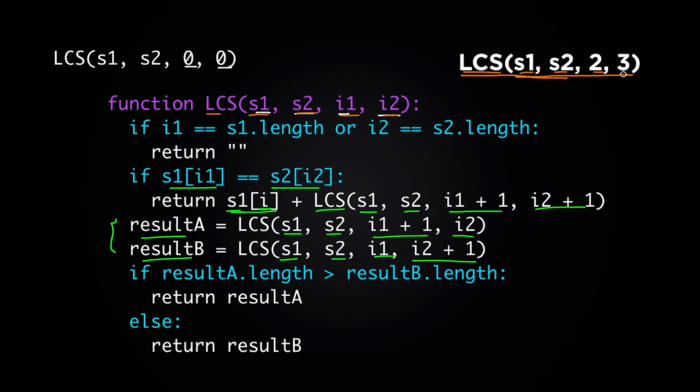arguments. And this is where the idea of dynamic programming comes in. Dynamic programming says, why not store the return value of this function with these particular arguments so that we can reuse it? And so that's the idea. Let's see what the code is going to look like.